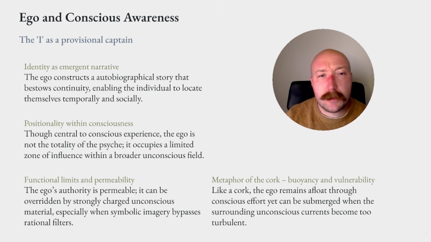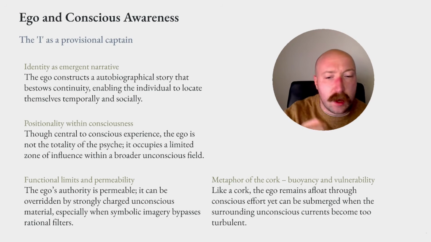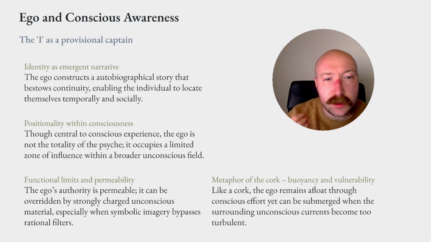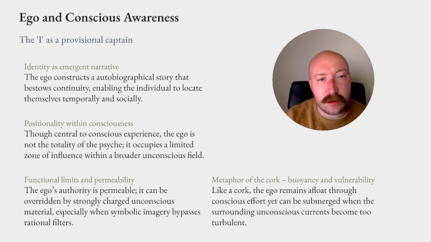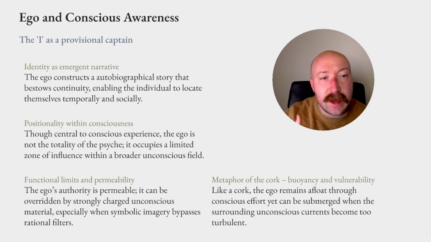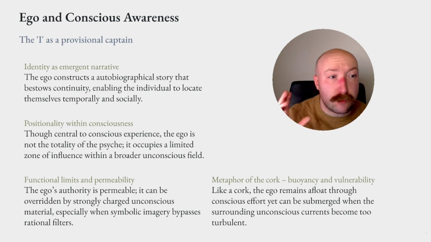And so the identity that we find is an emergent narrative that, we have a continuity, and it enables the individual, the ego enables the individual to locate ourselves. I am here, I am James, I'm recording this course for you. But this is a positionality within conscious experience. And the ego is not just the totality of the psyche, even though it thinks it is. It occupies a very limited zone of influence within the broader unconscious field.